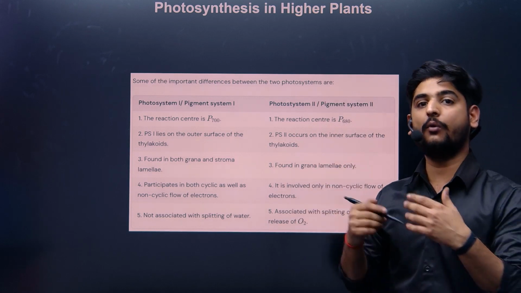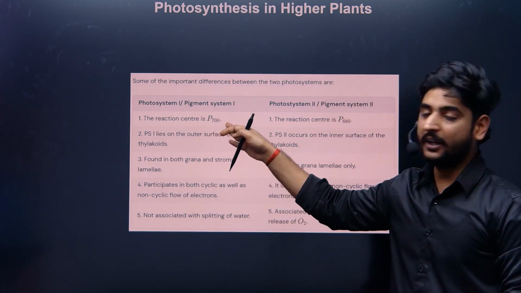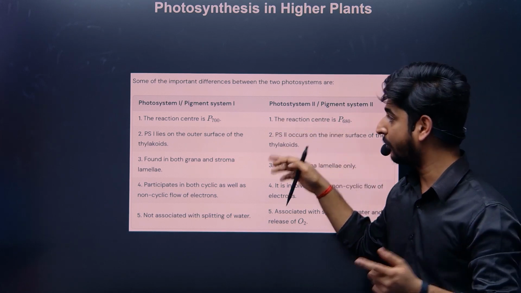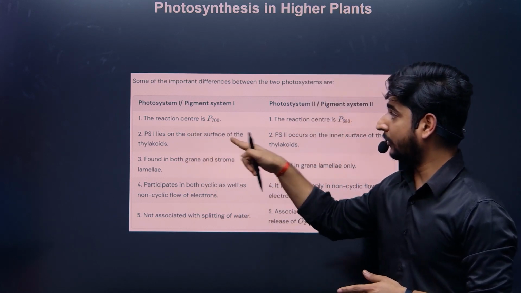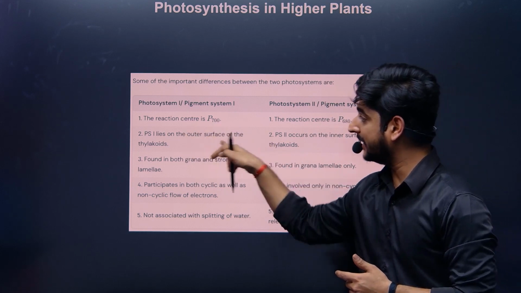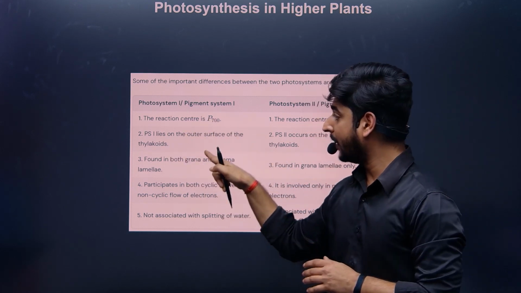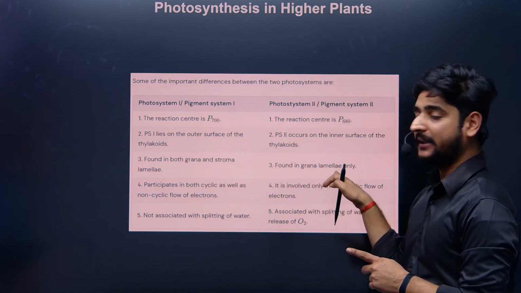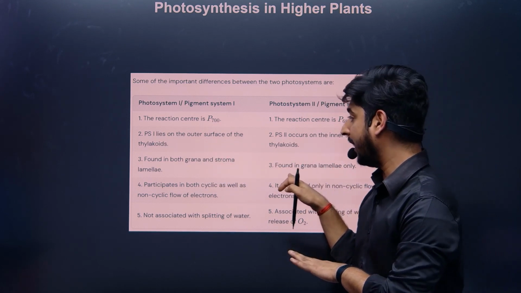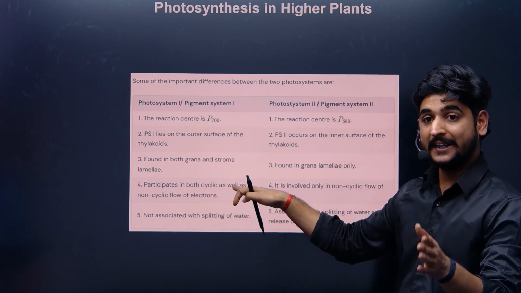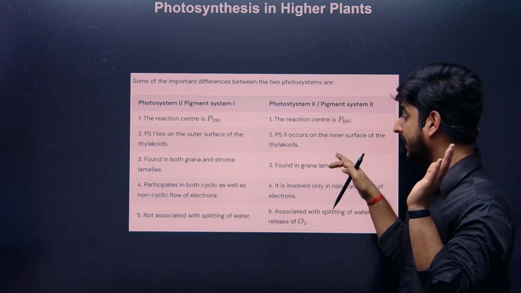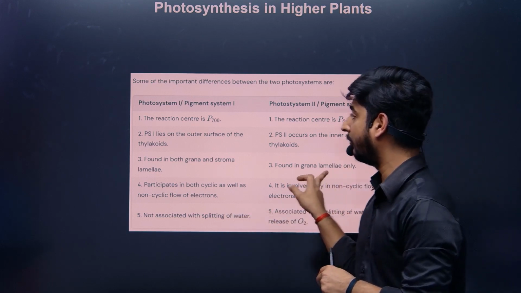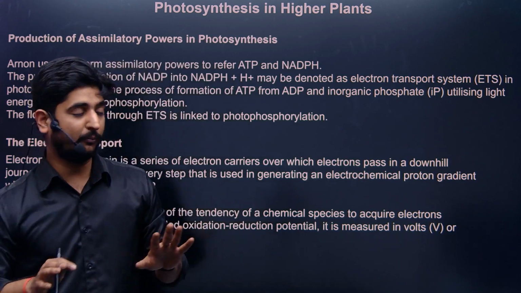Let us try to understand what the differences are. The P700 reaction center is known as P700, whereas this one is known as P680. PS1 lies on the outer surface of the thylakoid. We will just discuss where the location would be. These are found in both grana and stromal lamellae. They are found only in granal lamellae. They are involved in cyclic as well as non-cyclic. They are involved in only cyclic, and these are not associated with splitting of water. They are associated with splitting of water. We are going to figure it out in just a moment.